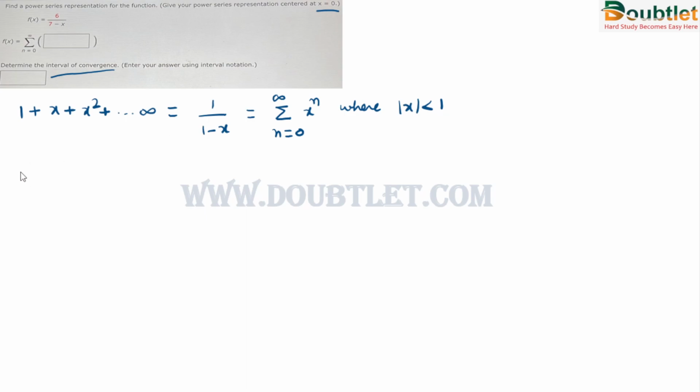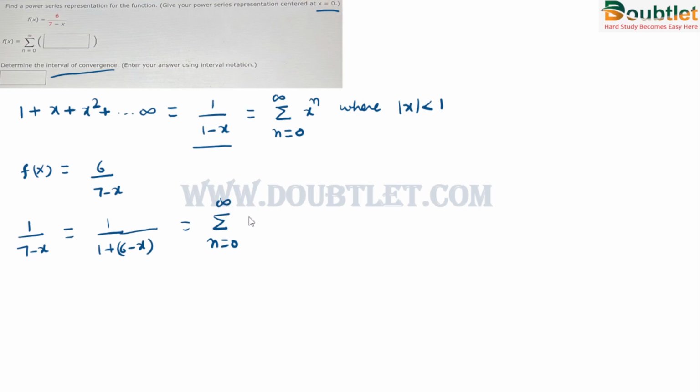Then the function is given, f(x) is equal to 6 divided by 7 minus x. If we write this function in the form of this series, then what will we get? We will get that 1 divided by 7 minus x can be written as 1 divided by 1 minus (x minus 6). So here we will replace x by 6 minus x in the above series, then it will be treated as sigma n equal to 0 to infinity, with x replaced by 6 minus x, to the power n.